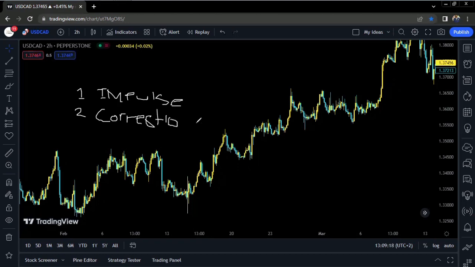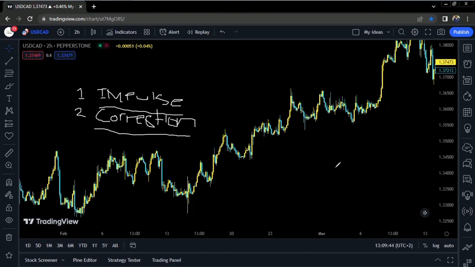I said at any given time, the markets are doing one of two things. We're either trending up in an impulse, or we are moving sideways in what we call a correction. At any given time, this is one of the two things the markets are doing. So you should be able to identify where we are in the market.